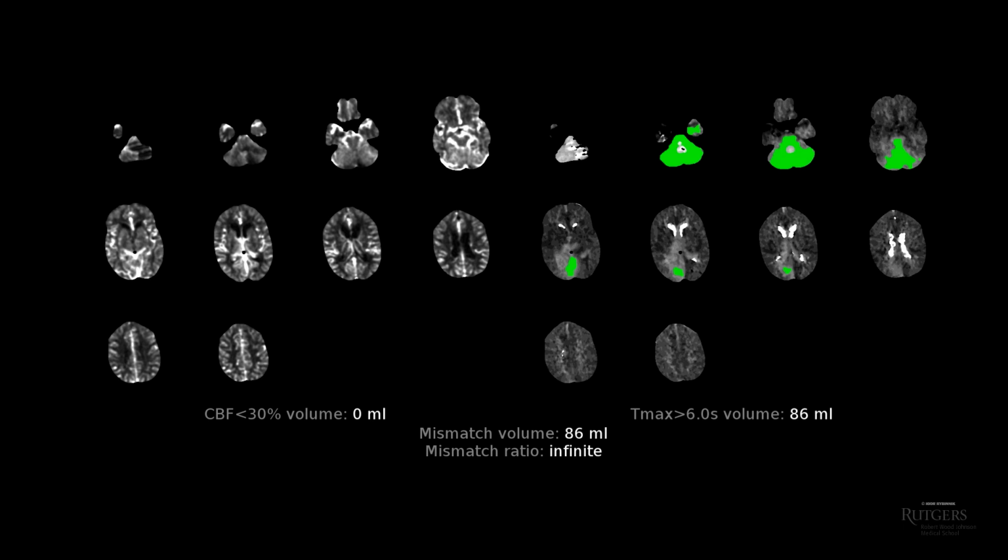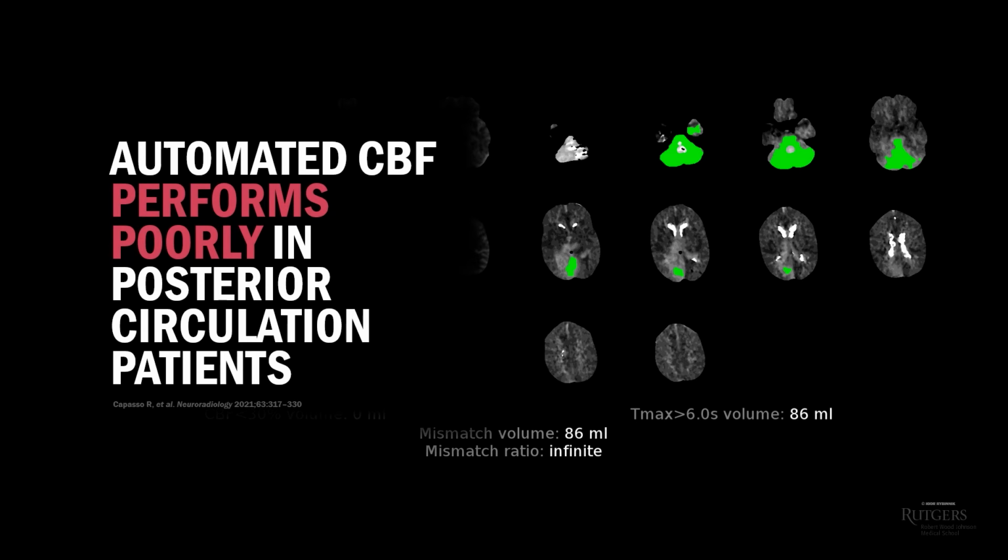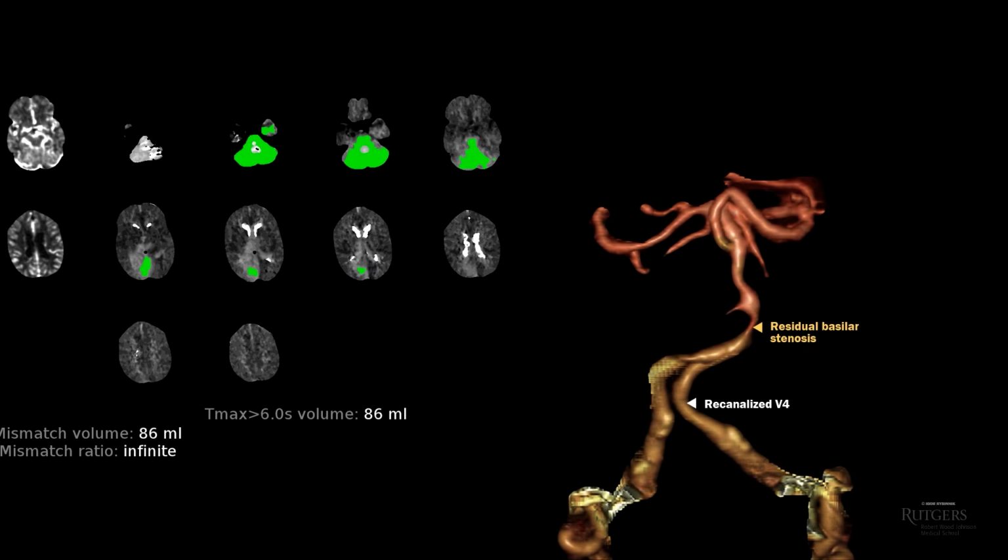And at that point, she underwent emergent mechanical thrombectomy and angioplasty. The vessels were so tortuous that a stent could not be placed. You may have noticed that there are no areas of ischemic core, CBF less than 30. Don't rely on the automatic CBF calculation in posterior circulation patients because it performs poorly. CBF less than 30% threshold was really validated for anterior circulation strokes. Post-intervention, there was still residual stenosis in the basilar, but at least the V4 segments of the vertebral arteries were open.